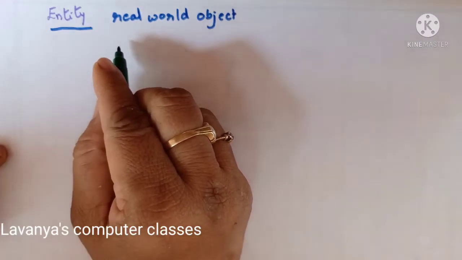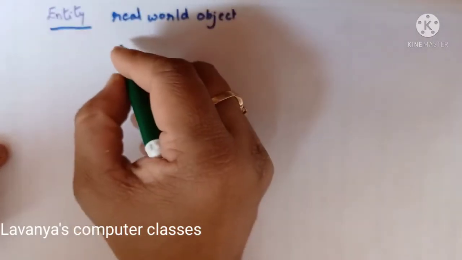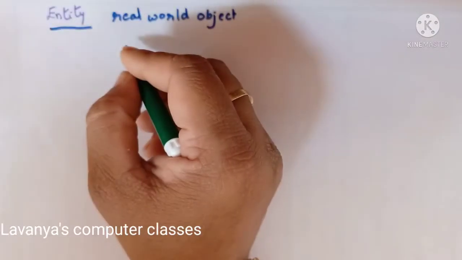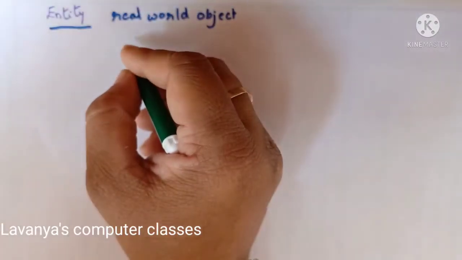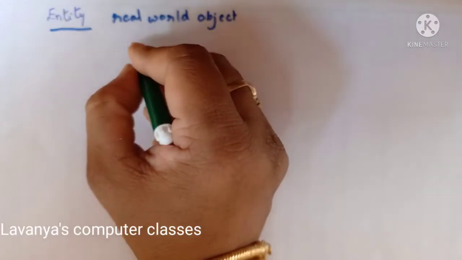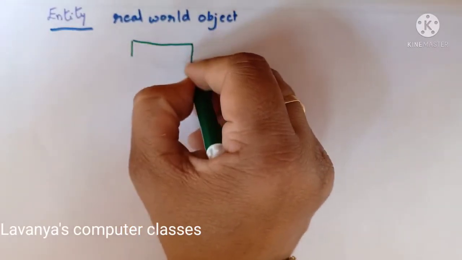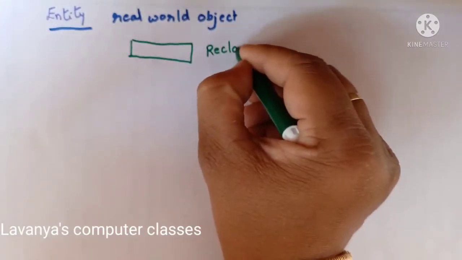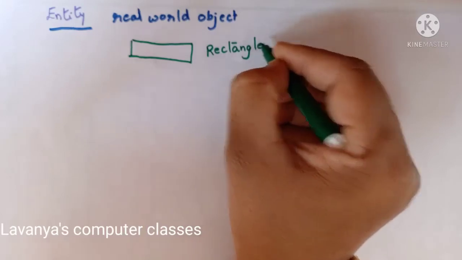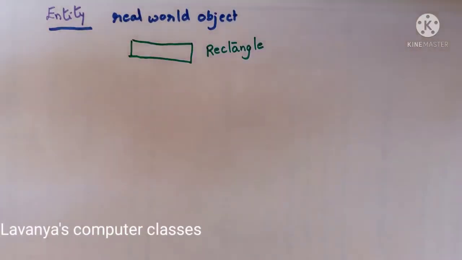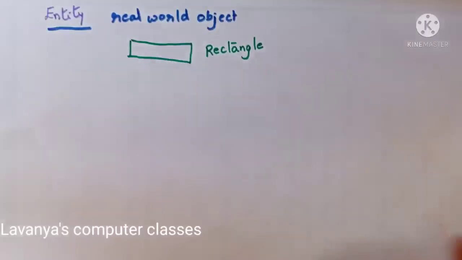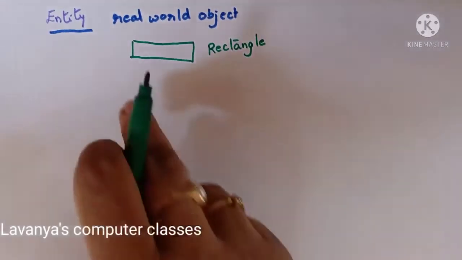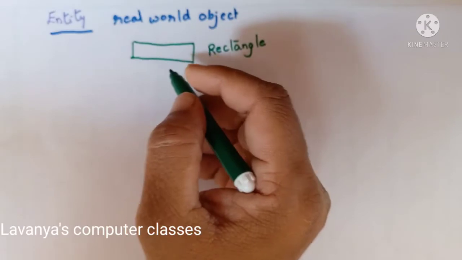In the ER diagram, it's a diagrammatic representation, so everything is in the form of a diagram. It is represented by a symbol. The symbol used for representing an entity is a rectangle. A rectangle is used for representing an entity. An entity is a real world object. For example, student. Student is an entity. It is a real world object.